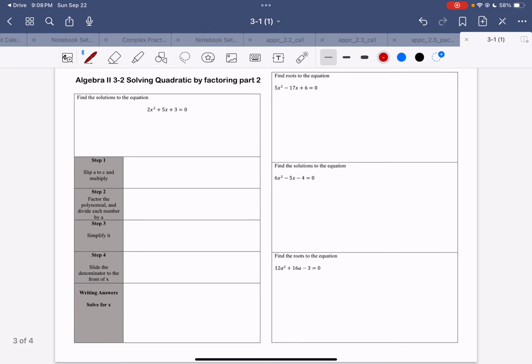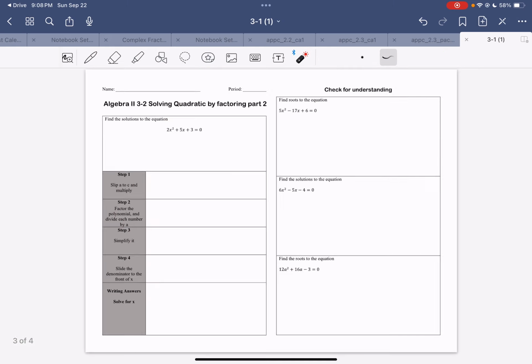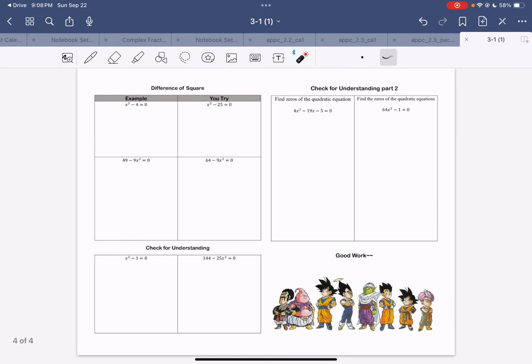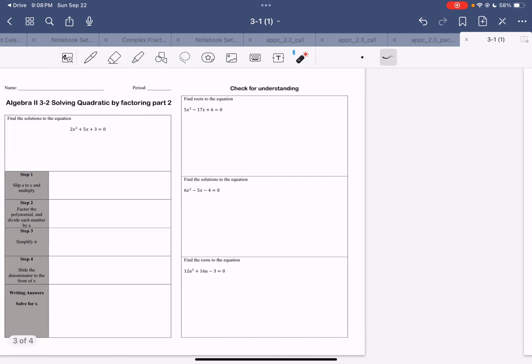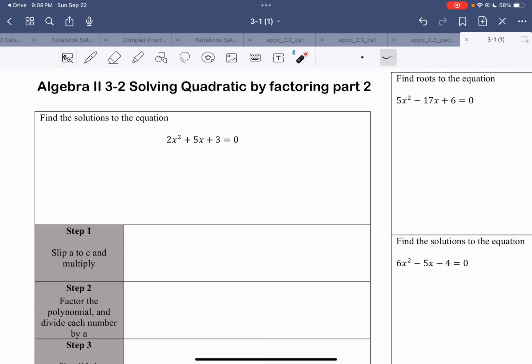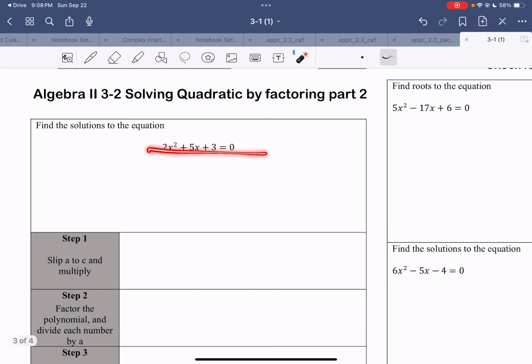And this time I will go over this note with you. This one should be easy and I got some more practice questions right here. So let's see if you can do this one. This question says find the solution to the equation below. It says pretty simple, I have this one.